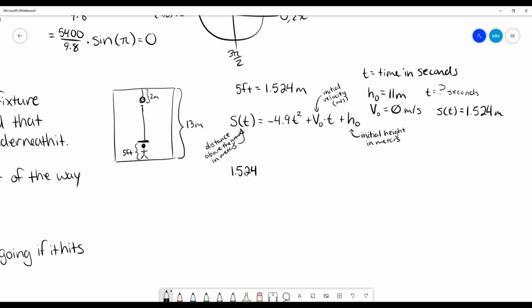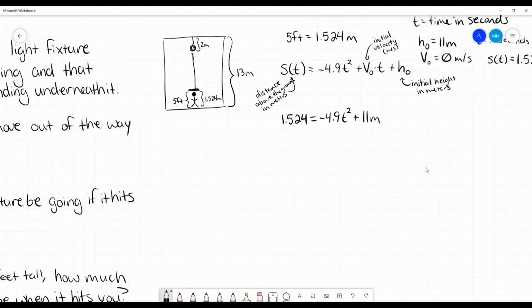So 1.524 is the distance it's going to get to, and I'm actually just going to make a note of that here, equals negative 4.9 times t squared plus, well, our initial velocity is 0. 0 times t is just 0. So we can actually just omit that. And then plus our initial height, which will be 11. So what we find now is we're just going to solve for t. I don't actually have to write my units there. So plus 11, I'm just going to subtract 11 from both sides.